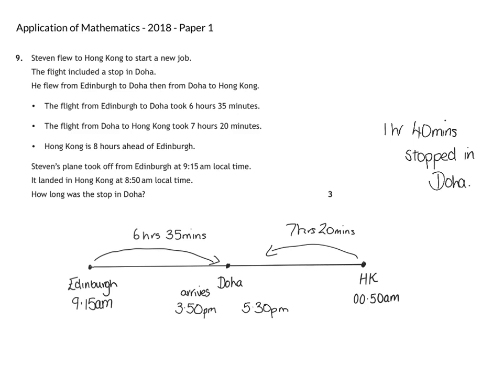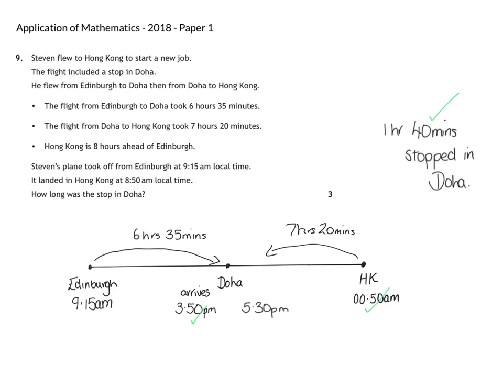Right, so you get 1 mark for knowing how to deal with the flight time, so being able to work with and figure out when you arrive in Doha. You get 1 for knowing to deal with the fact that there's a time difference, and then your third mark is for the 1 hour and 40 minutes.